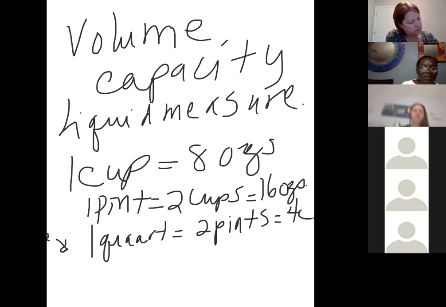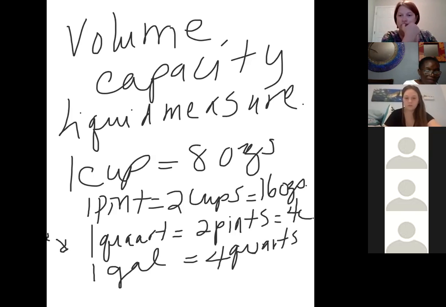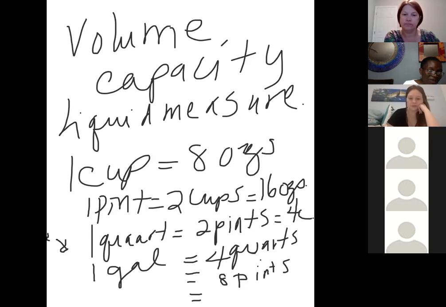Okay. So next, 1 gallon is approximately 4 quarts. And remember, 1 quart is exactly 2 pints. So if you got 4 quarts, that would give you 8 pints. Now, you can even take it further. If 1 quart is 4 cups, then you have 4 quarts. 4 quarts times 4 would give you 16 cups.